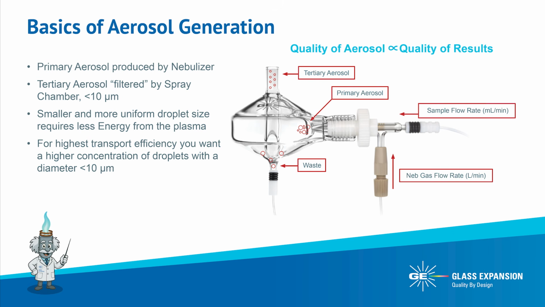The transport efficiency of your nebulizer is commonly measured by the percent cumulative volume of droplets produced that are less than 10 microns in diameter. This can also be called the fine droplet fraction, or FDF. The smaller and more uniform the tertiary aerosol is, the more robust the plasma will be, and as a result, the quality of your aerosol is proportional to the quality of your results.